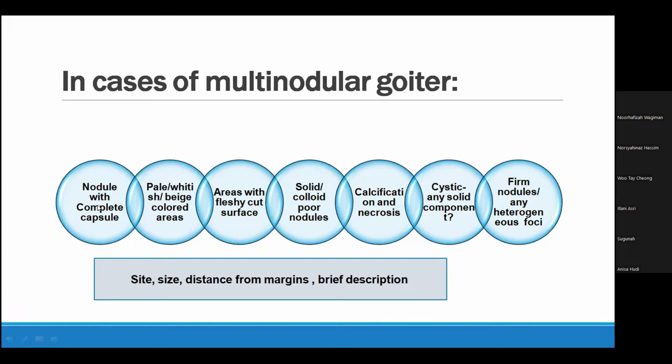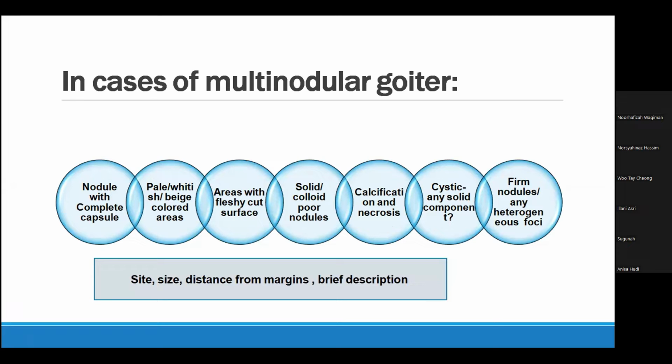Any nodules with a complete capsule, any pale or whitish or beige colored areas, any fleshy cut surface. That means they are colloid poor. That area looks different. Or any very solid looking, very dull looking area, which is different from the other colloid nodules. Any calcification or necrosis. This one you have to look for because if there is any lesion close to the calcification which looks abnormal or pale, it could be PTC. And necrosis is an indication for poorly differentiated carcinoma.